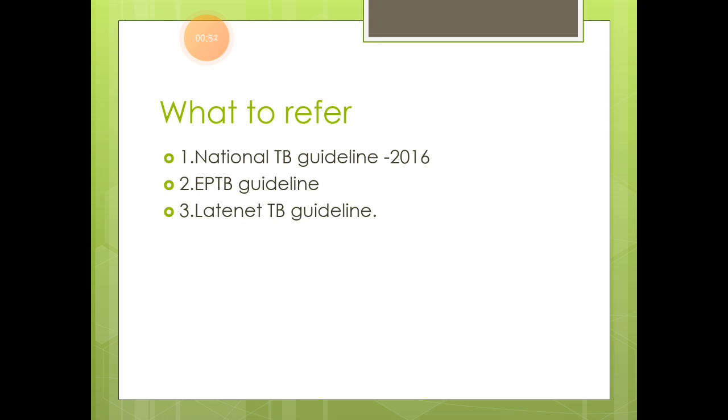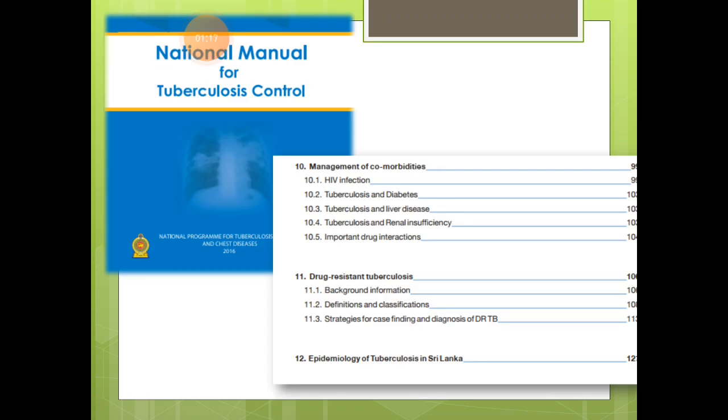Considering the latent TB guideline, it's actually in the process of being launched, so it's not available at the moment. So I don't think it's really needed for exam purposes. But the National TB guideline and the EPTB guideline you should refer to study tuberculosis for the selection exam of DTCD in 2021. Here's a picture of the National TB guideline.